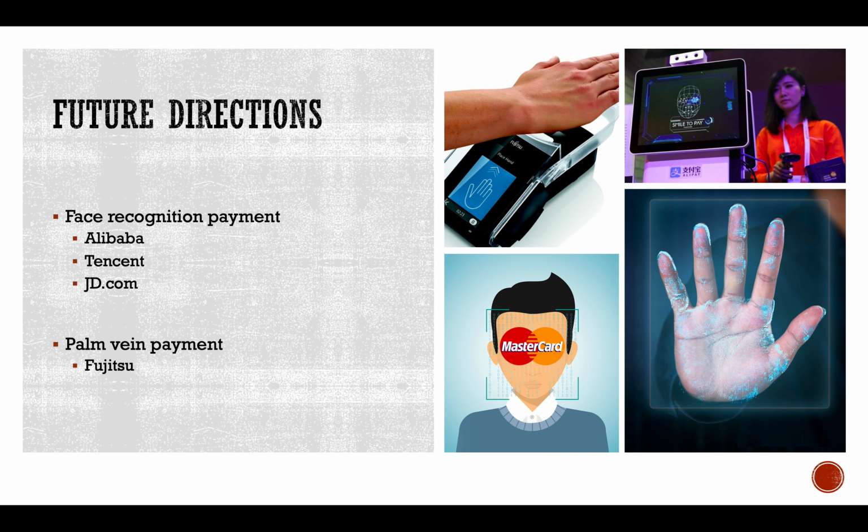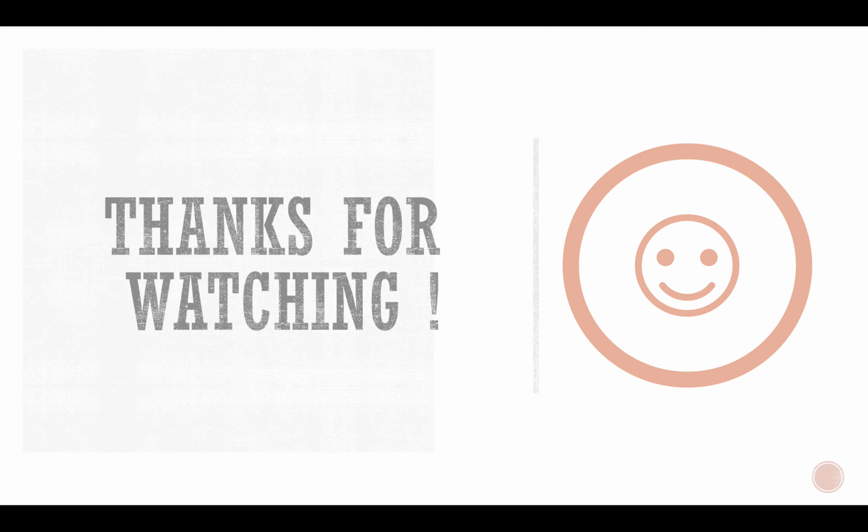For palm vein payment, customers are able to pay by just hovering their registered hand over a palm vein scanner for seconds. Fujitsu is looking forward to rolling out the system into supermarkets for payments soon.